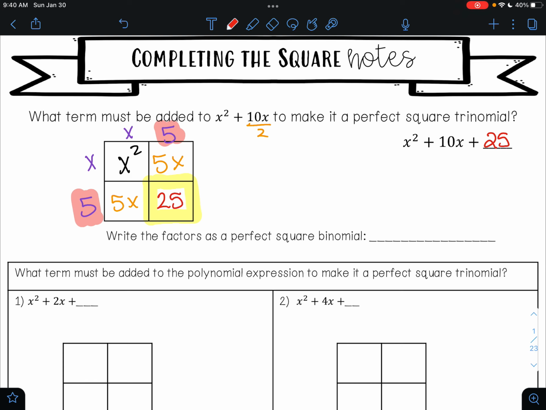Then it says, write the factors as a perfect square binomial. Well, here we have a perfect square trinomial, x squared plus 10x plus 25, and we just factored it. When we factored it, we got x plus 5 times x plus 5. I can rewrite x plus 5 times x plus 5 as x plus 5 squared. So this is the process of completing the square.